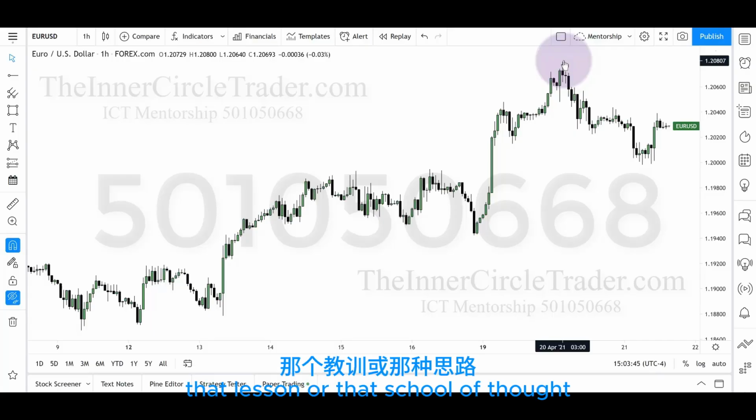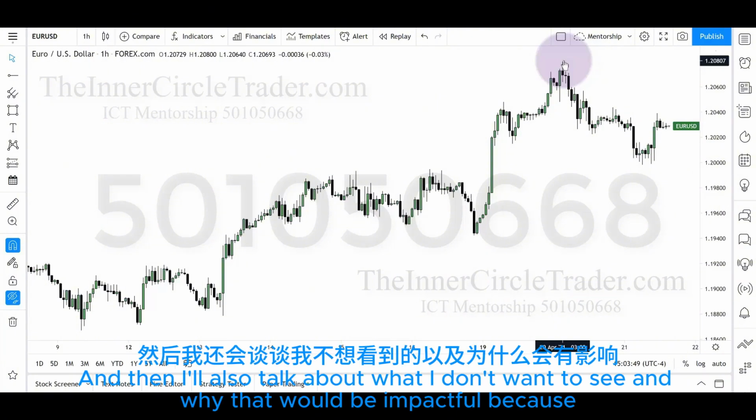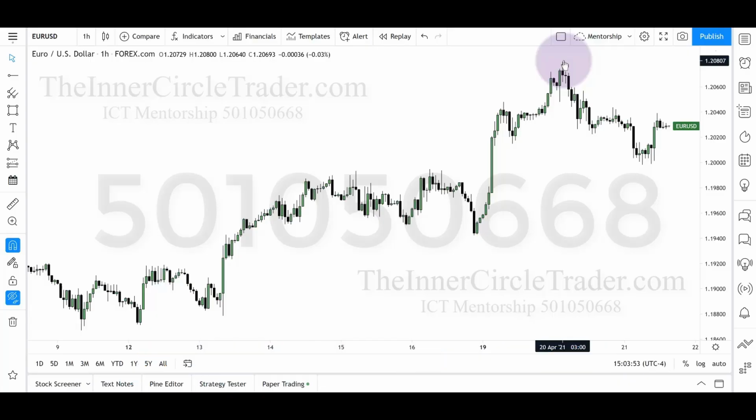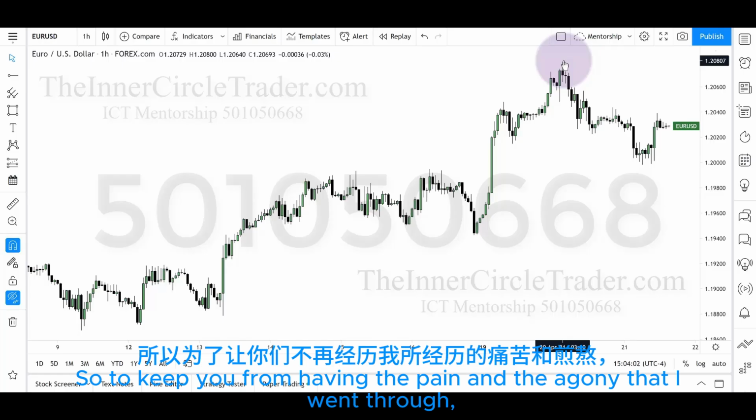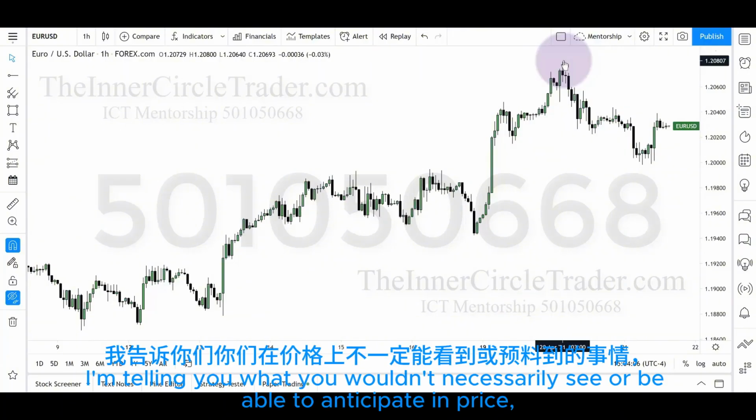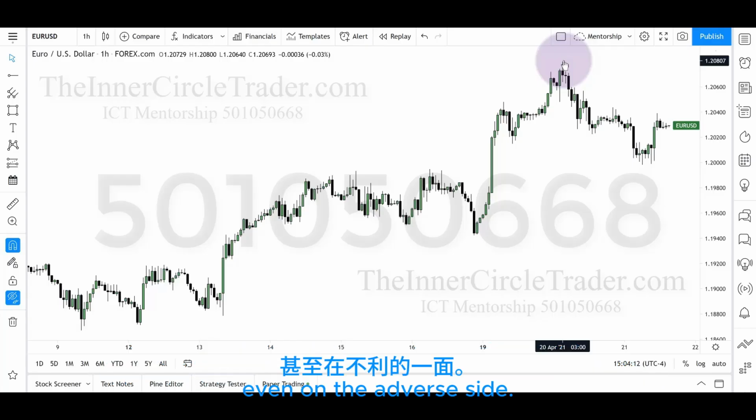So I tell you why I'm thinking what I'm thinking, using the chart to guide that lesson or that school of thought around that underlying premise. And then I also talk about what I don't want to see and why that would be impactful, because it gives you, again, my experience that you don't have. None of you have the level of experience I have. So to keep you from having the pain and the agony that I went through, I'm telling you what you wouldn't necessarily see or be able to anticipate in price, even on the adverse side.